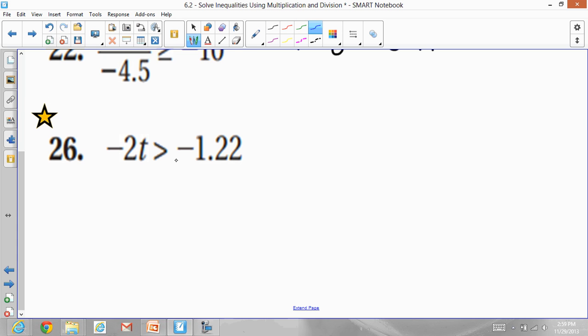Negative 2t greater than negative 1.22. So I want to find out what t is. So I have to get rid of the negative 2. Negative 2 is multiplying t. There is nothing between the 2 and the t, so that implies you are multiplying.